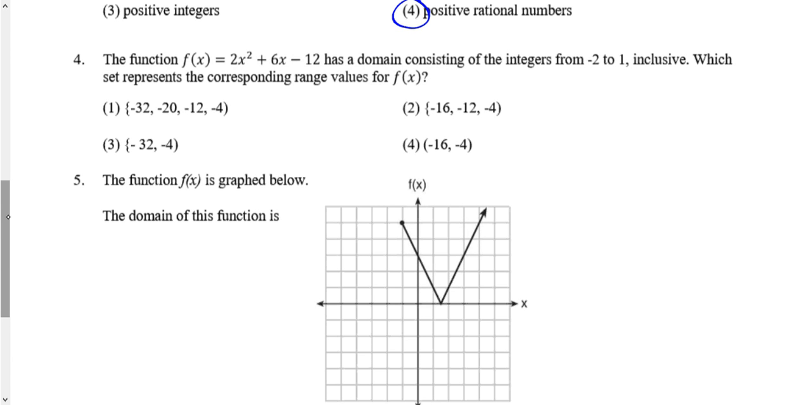What's our function up here? Skylar, read number 4, will you? f of x equals 2x squared plus 6x minus 12, with the domain consisting of integers from -2 to 1 inclusive. Okay, hang on. Let's write that down. -2 to 1. Write that as an inequality, will you?